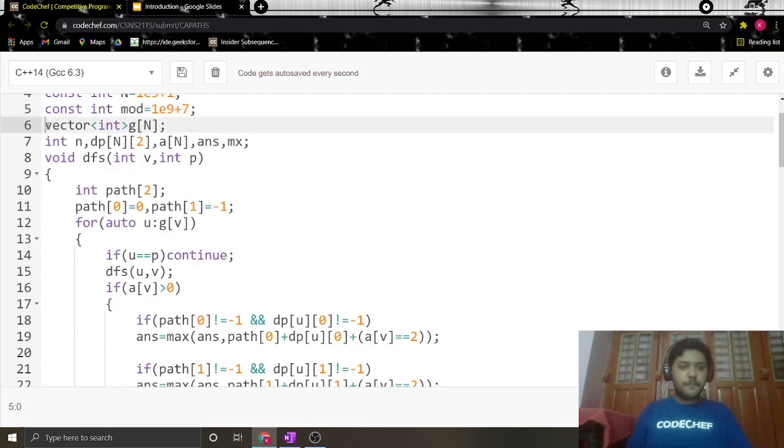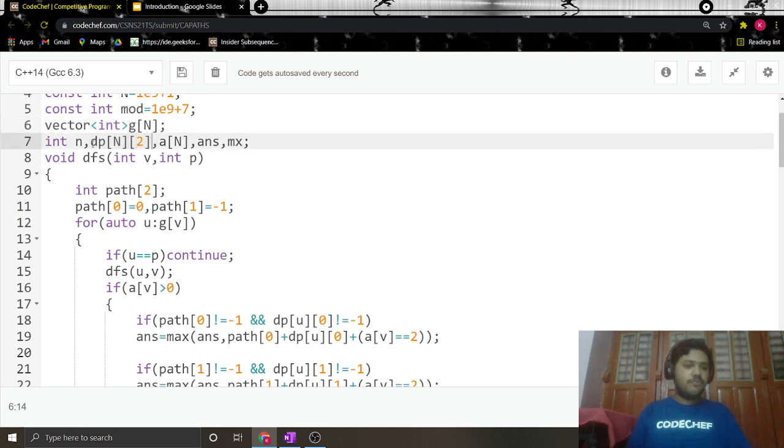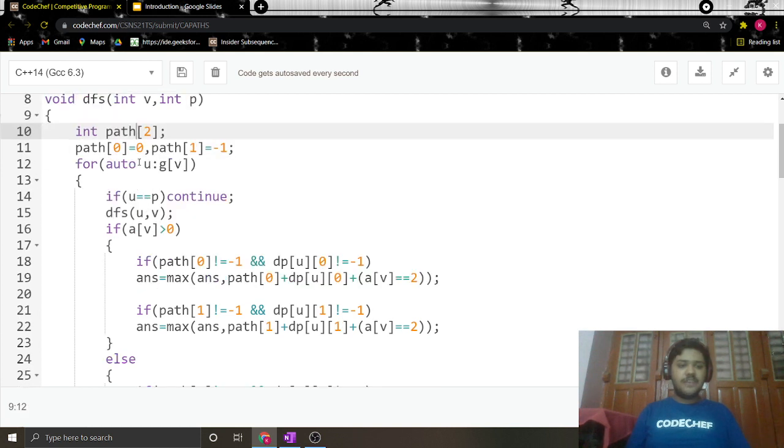Here is my graph, and here is my dp table, and n denotes the number of vertices. Here is the array, and in answer I am storing just the maximum power of 2 in the path which is having the maximum positive product. In mx I am storing the maximum value of all the nodes. So this is my dfs function.